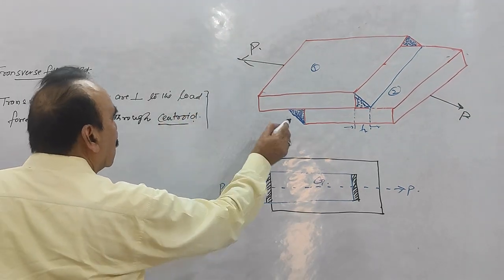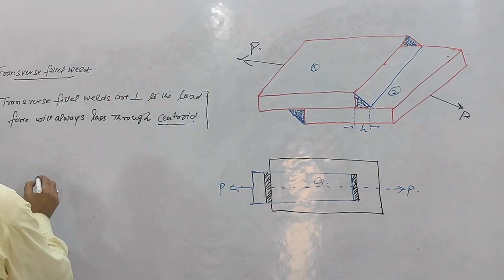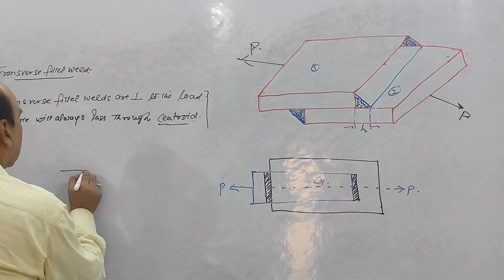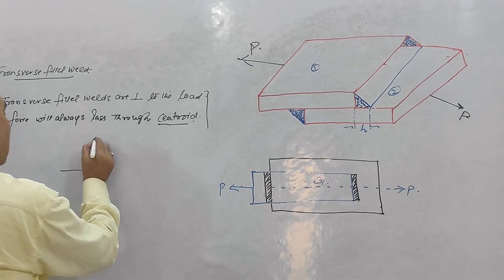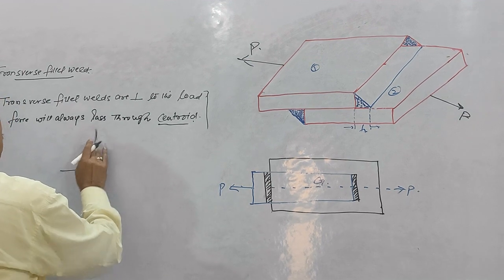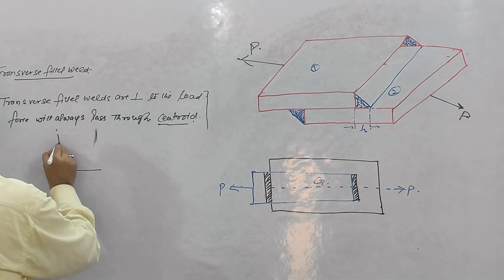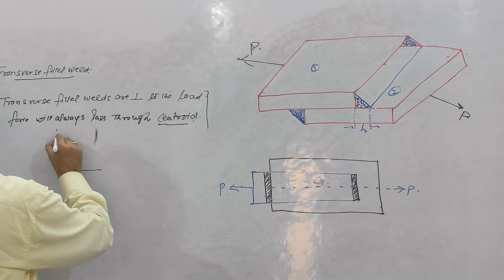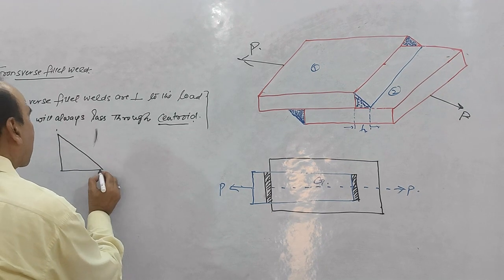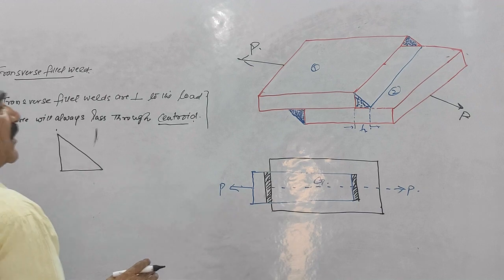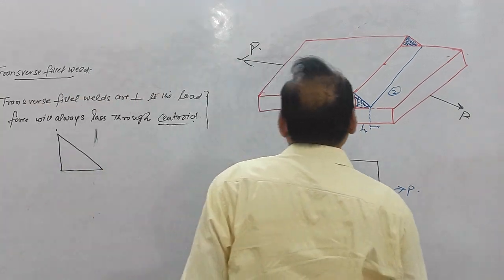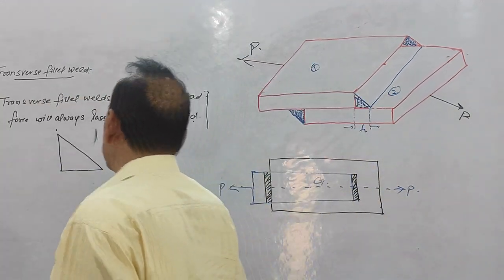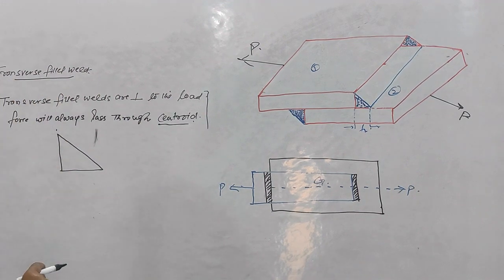अब देखिए, ये आपका ट्रांसवर्स फील्ड वेल्ड है. This is your transverse fillet weld, like this. It is a right angle triangle. I have shown the diagram here. तो ट्रांसवर्स फील्ड वेल्ड जो है वो इस तरीके से होगा.